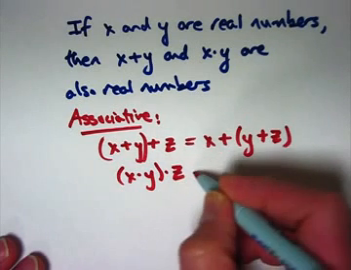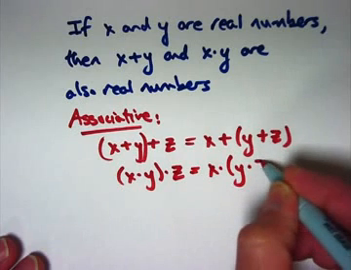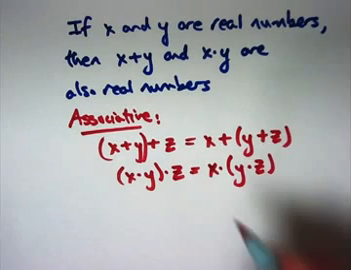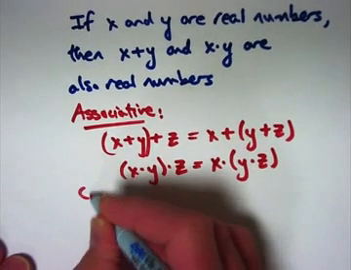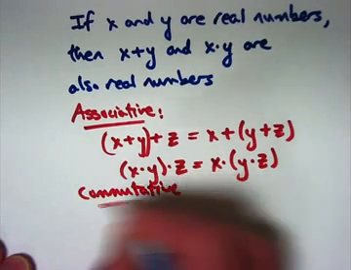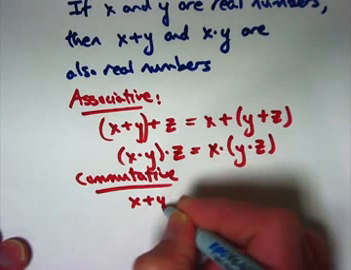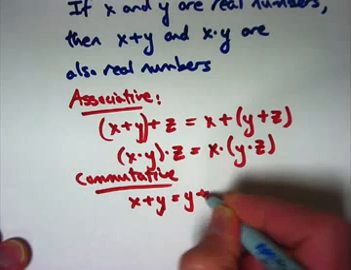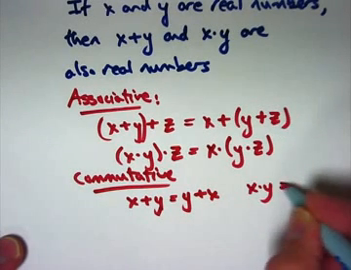Do x times y then times z. It's the same as first doing y times z, indicated by those parentheses there, and then multiplying by x. Commutative. x plus y is the same as y plus x. x times y is the same as y times x.